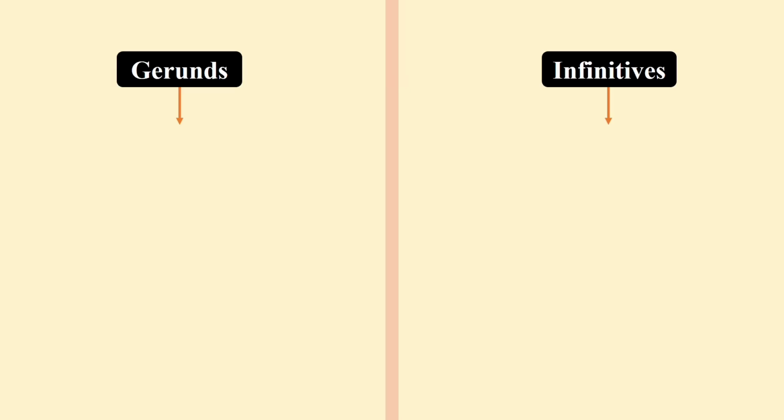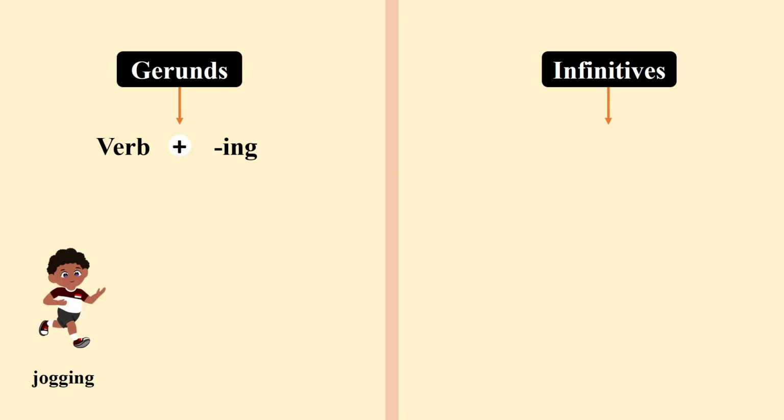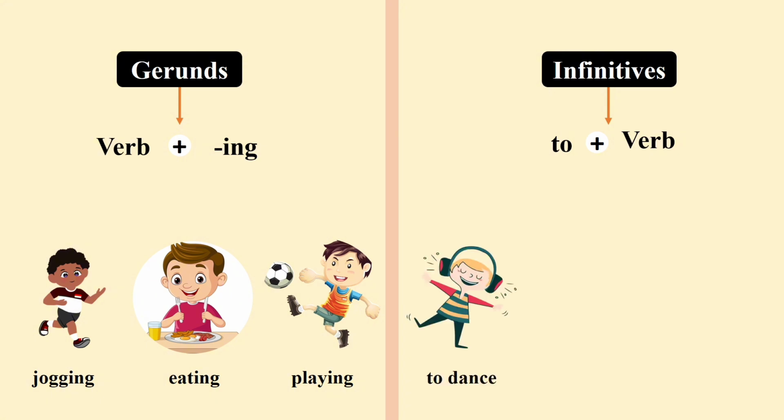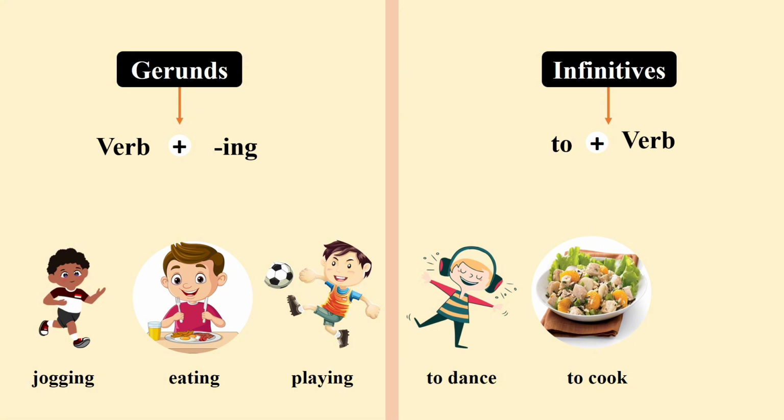Gerunds are formed by adding ing to the base verb. For example, jogging, eating, playing. Infinitives are formed by adding the word to before the base verb. For example, to dance, to cook, to think.